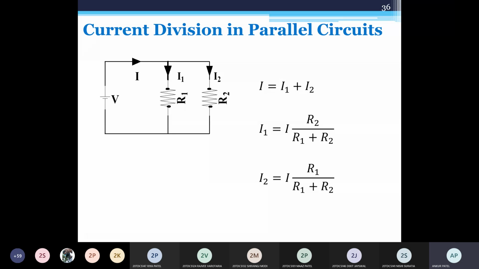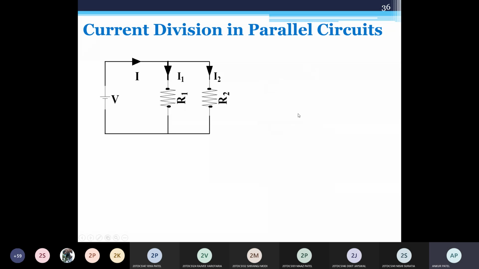So I can write, suppose I want to find I1, then I1 is equal to the other branch resistance, the opposite branch resistor R2, divided by the total resistance in the circuit R1 plus R2, multiplied by the supply current I. So this is your current divider rule.